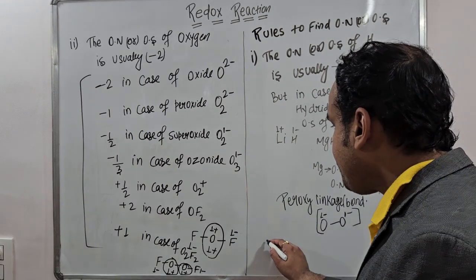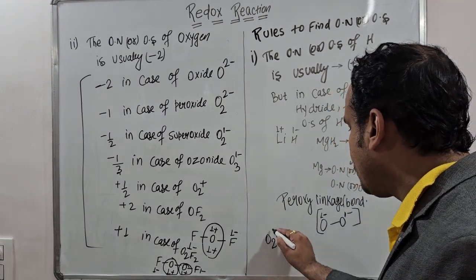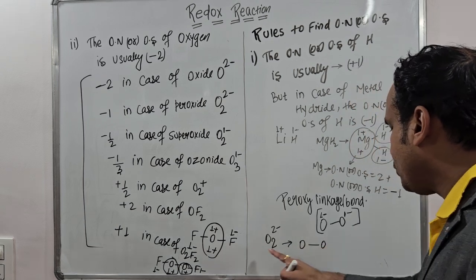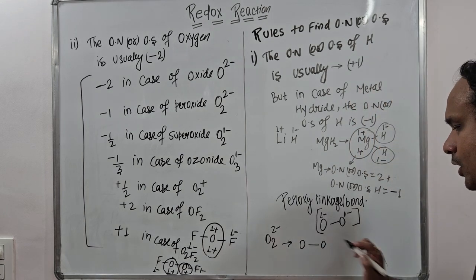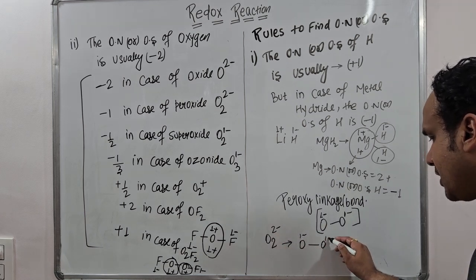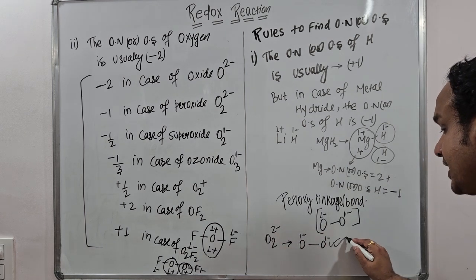So if I ask that, we will have O2 2 minus. If you break it, you will get O and O. 2 oxygen has 1 bond. Now 2 oxygen has 2 minus, so 1 oxygen gets -1, another will get -1. It is peroxy linkage, yes.